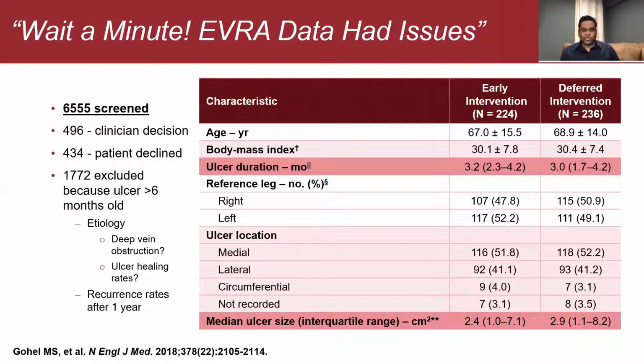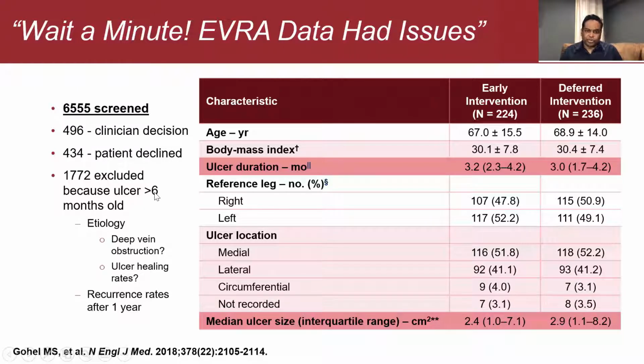6,555 patients were screened, and only about 450 patients were enrolled. 1,700 plus patients were excluded because the ulcer age was greater than 6 months. As you can see here, the median size of the ulcer was 2.4 in the early intervention and 2.9 in the deferred intervention. So these are relatively small venous ulcers, and as folks who manage venous ulcers know, some of the venous ulcerations that are lasting longer than 6 months could be much larger.